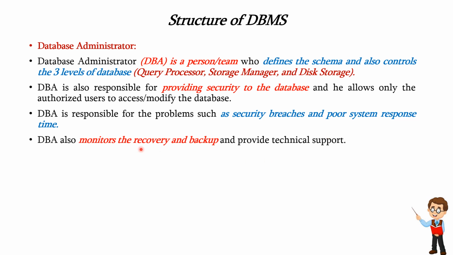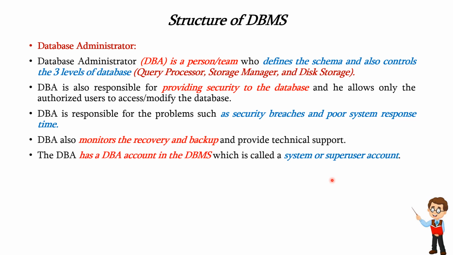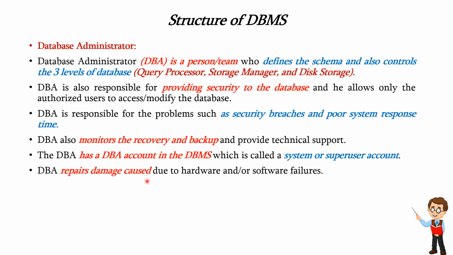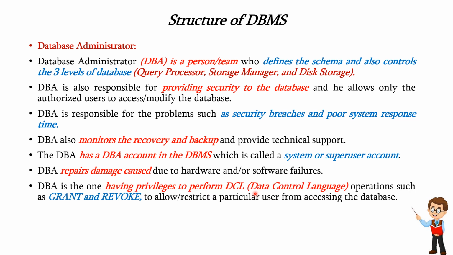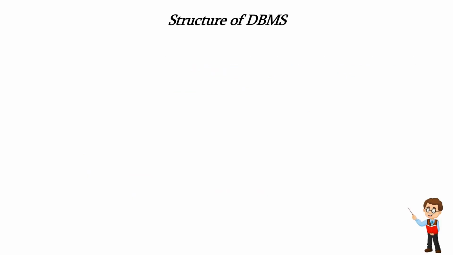DBA also monitors the recovery and backup and provides technical support. He has an account in the DBMS which is called a system or super user account. DBA repairs the damage caused by hardware or software failures, and he has the privilege to perform DCL, that is data control language operations such as grant and revoke, to allow or restrict a particular user from accessing the database. Now let us see the three levels in the structure of the DBMS.